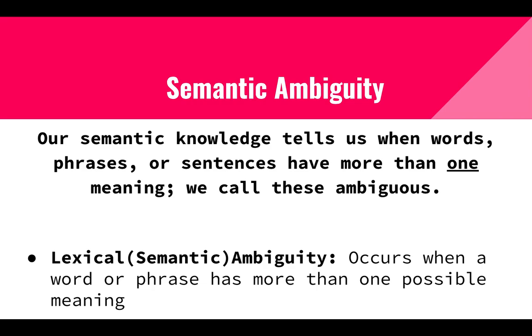Semantic ambiguity. Our semantic knowledge tells us when words, phrases, or sentences have more than one meaning. We call these ambiguous. For an English language learner, this doesn't come naturally and must be taught and must be pointed out. Lexical or semantic ambiguity occurs when a word or phrase has more than one possible meaning.